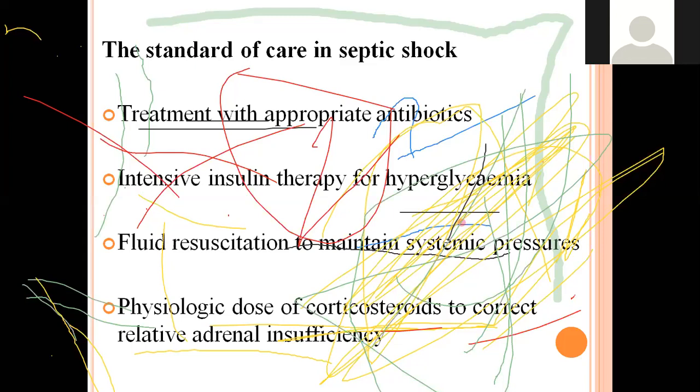Then also fluid resuscitation to maintain systemic pressure, because you don't want the patient to even go from septic shock to hypovolemic shock. Patients can have all this combined. So because of that, you want to maintain fluid of the patient. Then a physiological dose of corticosteroid to correct adrenal insufficiency. This corticosteroid, you only give if you don't have vasopressin. You give the corticosteroid if there is no vasopressin. If you don't have it, then you give the initial dose and the maintenance dose of it.